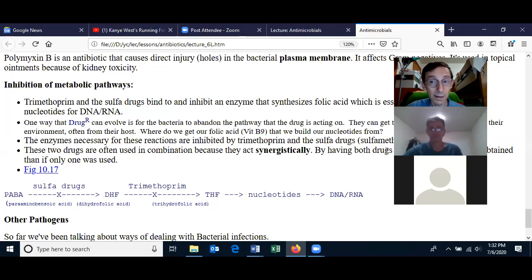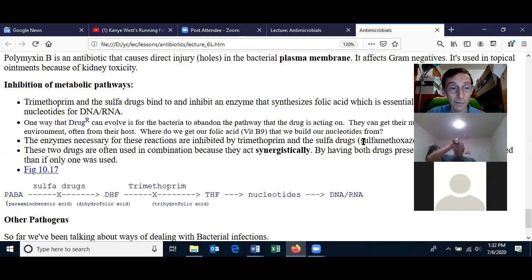Any question about that? So they can build up DNA from PABA. And the sulfa drugs stop the first reaction, switching PABA to DHF, and trimethoprim stops the second reaction from DHF to THF.